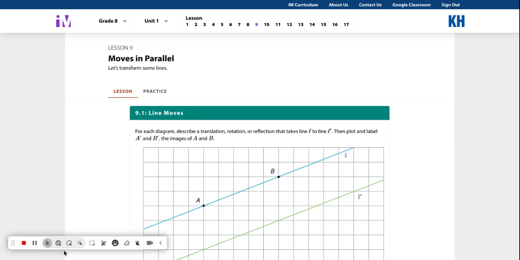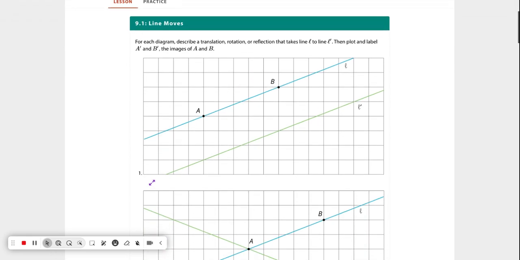Hello students! This lesson 9 really needs to be done with tracing paper, so the purpose of this video is going to walk you through the directions of what you need to do. In activity 9.1, we need to describe a translation, rotation, or reflection that takes line L, this blue line, to line L prime, this green line.